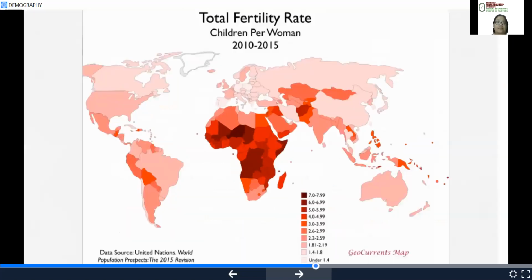Okay? So for total fertility rate, this is the demographic map for 2010 to 2015, children per woman. So you will see countries with a high total fertility rate, basically in Africa, South Asia, Southeast Asia, and developing countries, while others would have a decreasing population, such as Japan, Germany, etc.